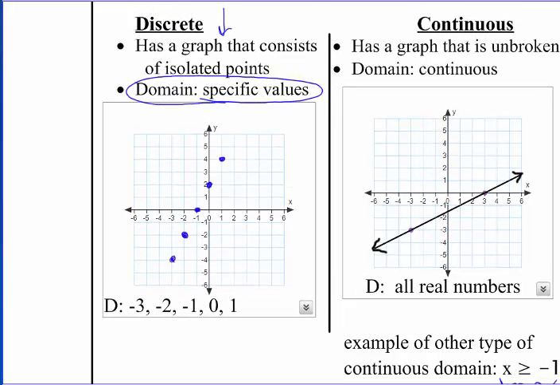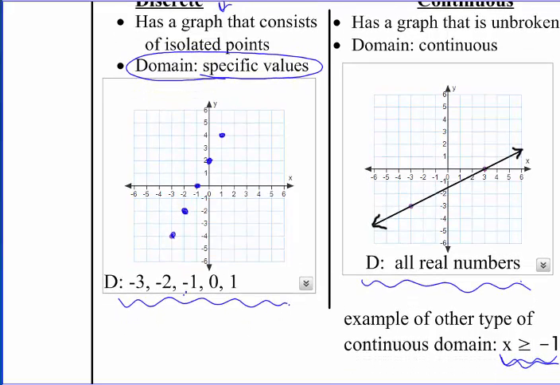So the previous video gave us examples with discrete graphs. The one we just did was an example of a continuous graph. Again, the main difference is for the discrete, I will give you a specified domain, and with the continuous, you will not be given a specified domain, or you'll be given a domain that includes an infinite amount of values, such as x greater than or equal to -1.